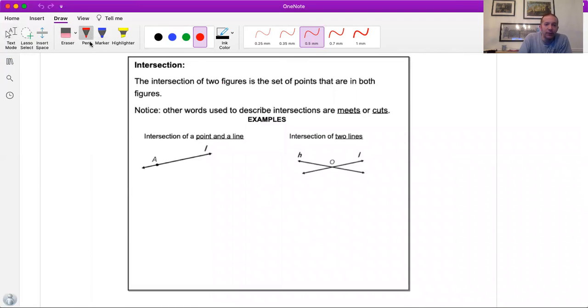Okay. So intersections are where things meet. This here is a picture of 2 things. Line L. Let me rewrite that. I don't know why I wrote that L so fancy.